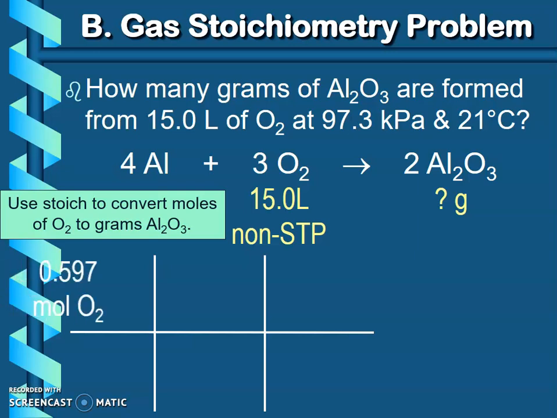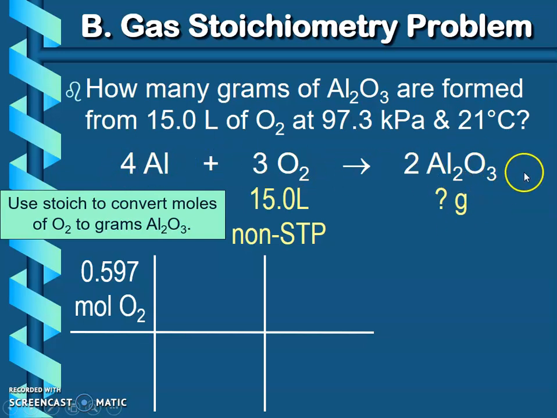Okay, all right, so this number I just put in, that's what I got from doing PV = nRT, doing that gas law. That's the number we just calculated. So we have 0.597 moles of O2. But we want to know how many grams of aluminum 3 oxide. Okay, so I need a balanced equation. So I wrote out my balanced equation. And I already have moles. So now I'm ready for that key stoichiometry step, the mole to mole ratio.